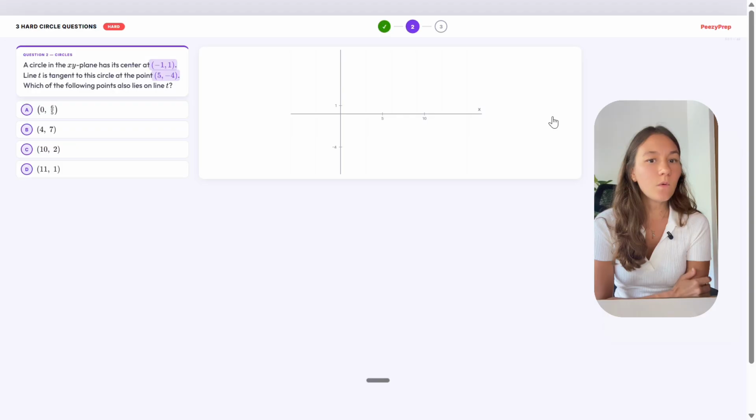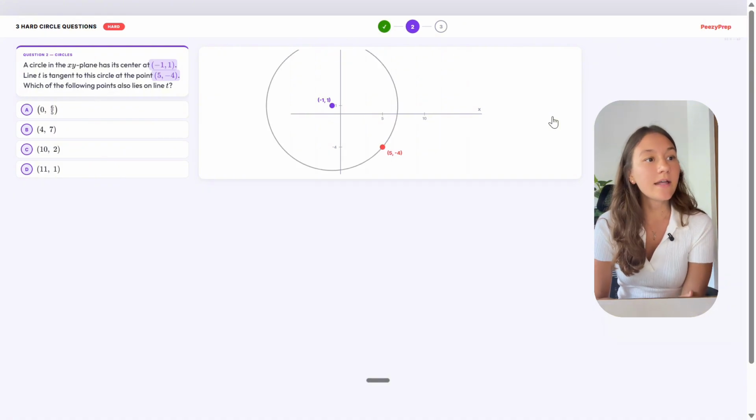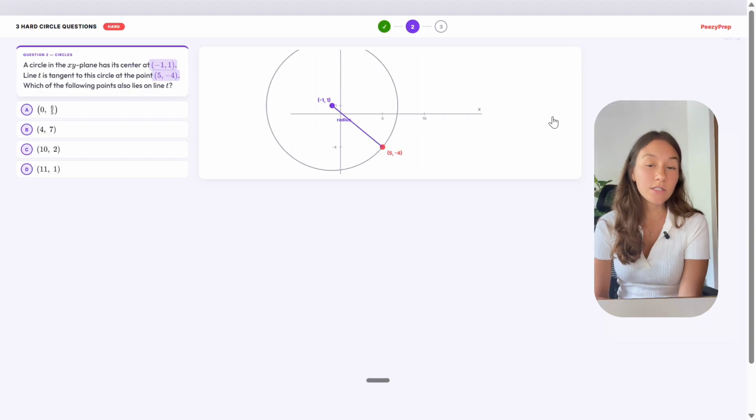We have negative 1, 1 as our center, and then 5, negative 4 is a point on the circle and also a point on the tangent line. So let's draw out my circle. And what I quickly realize is if I connect these 2 points, that is my radius. Why? Because any point on the circle connected back to the center is always your radius. So that's my radius.